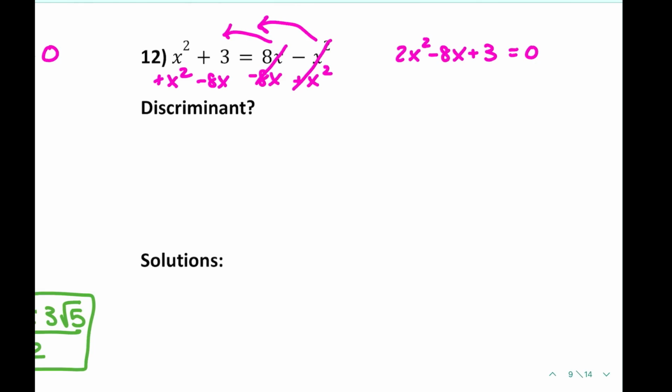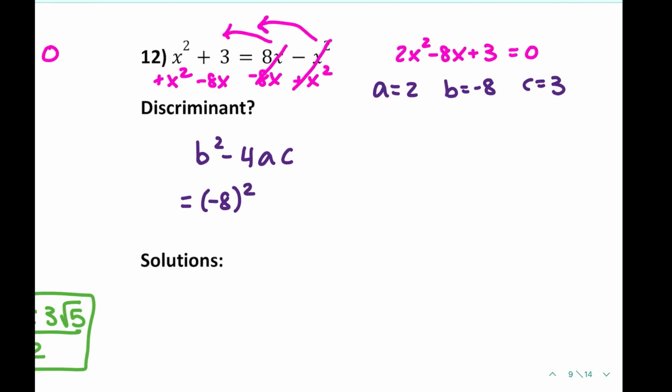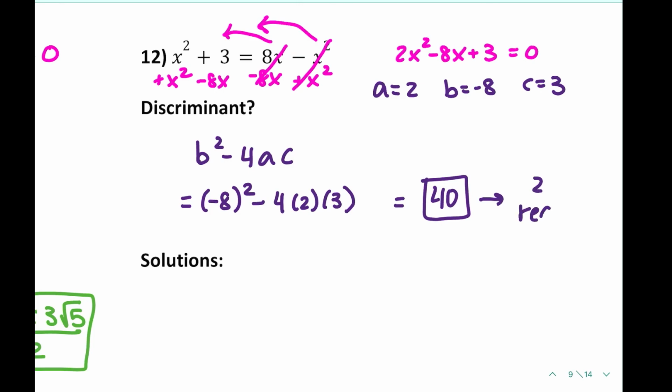Then I need my discriminant, so my discriminant is b squared minus 4ac. So I can plug in, oh, and I didn't find my values: a equals 2, b equals negative 8, c equals 3. So let's see, b squared, negative 8 squared, parentheses are mandatory, minus 4 times a times c. So let's figure out what that is. Like 64 minus 24, so 40. Again, it's positive, so 2 real solutions. And then we have to figure out what those solutions are.